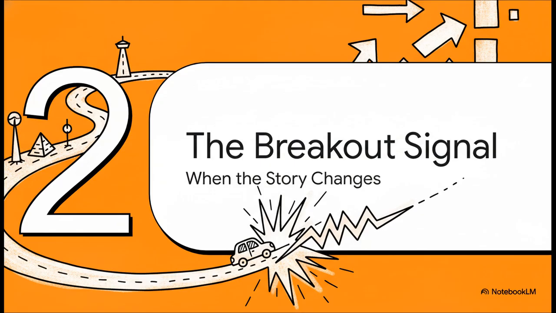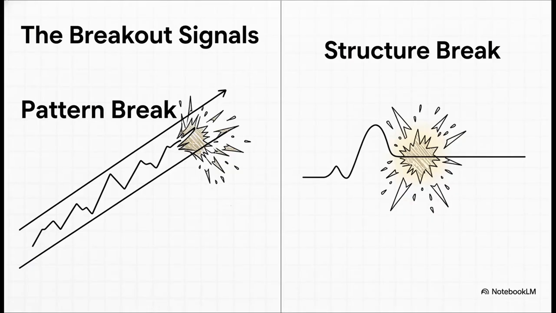Okay, so we've got our landmarks and our current direction. But what happens when the car suddenly just swerves off the road? Well, that's what we call a breakout, and it's a critical signal that the market story is about to change. A break is simply the price moving decisively past one of these levels we've been talking about. When it blows past a trend line, we call that a pattern break, or a PB for short. When it smashes through a major swing high or low, that's a structure break, or an SB. These are like the market's exclamation points. They're signaling a potential shift in control.